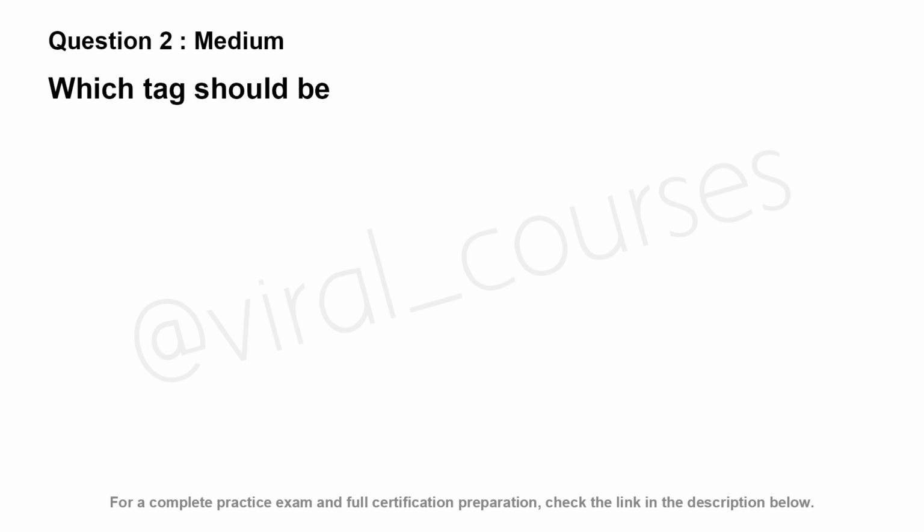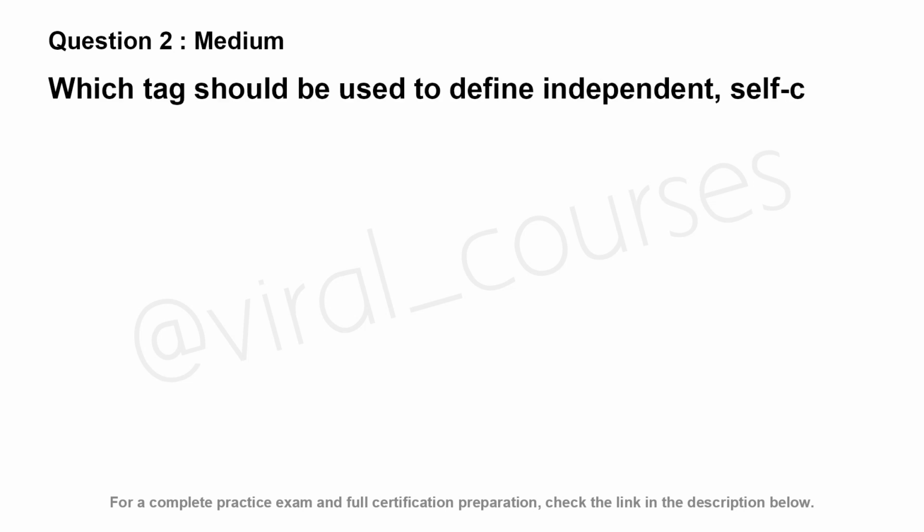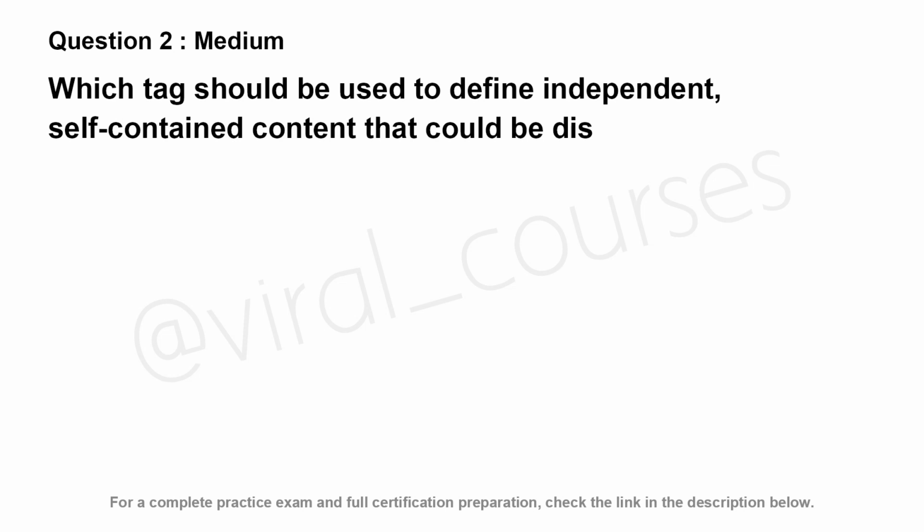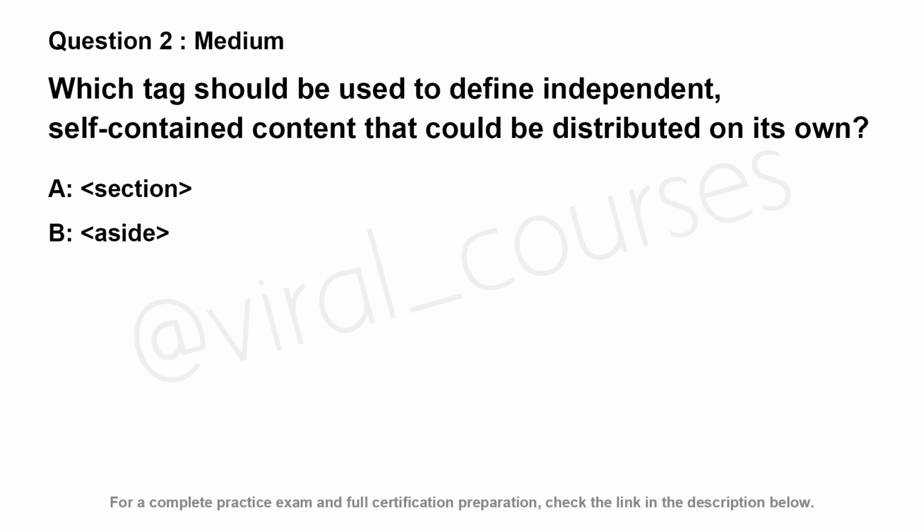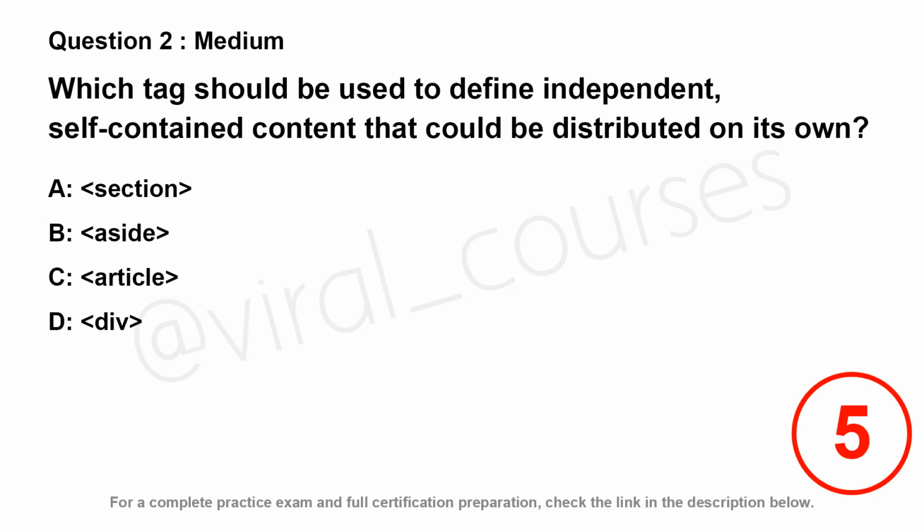Which tags should be used to define independent, self-contained content that could be distributed on its own? Option A. <section>. Option B. <aside>. Option C. <article>. Option D. <div>.